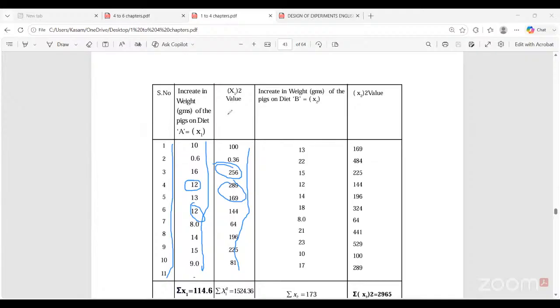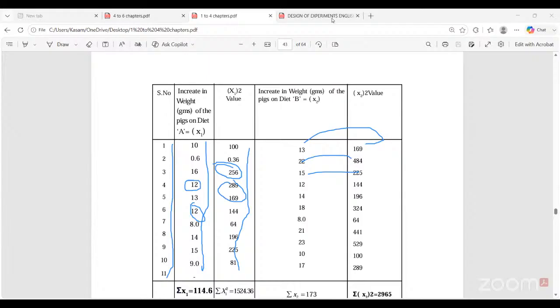So x1 and x2. See here, the increase in weight in grams of the pigs on diet B, x2. This is 13 into 13, how much? 169 is correct. 22 into 22. 16 into 15 is 240, sir, 225, 220. So they gave the data. This is the data they have taken here.